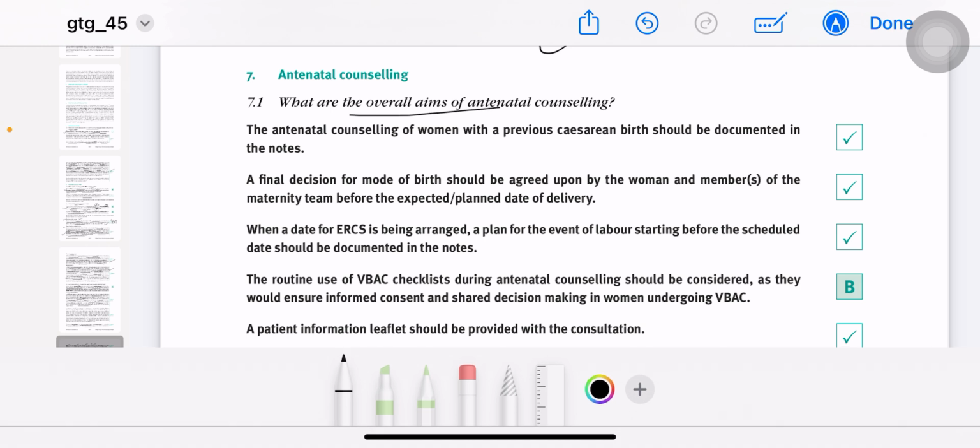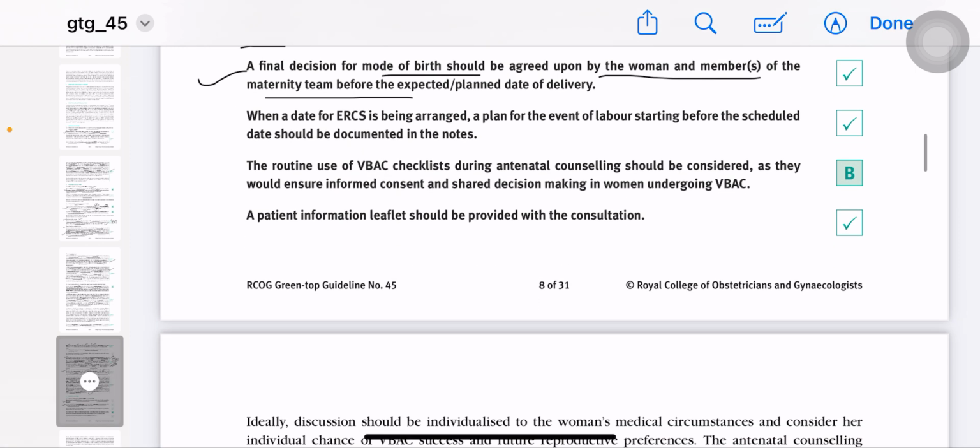Antenatal counseling. What is the overall aim of antenatal counseling? The antenatal counseling with the previous cesarean birth should be documented in notes. A final decision for mode of birth should be agreed upon by the woman and a member of the maternity team before the expected planned date of delivery.